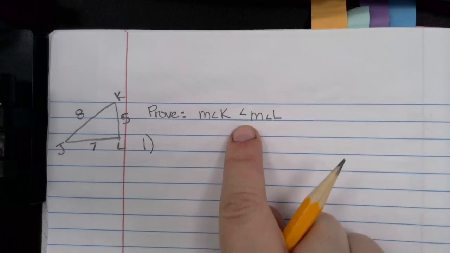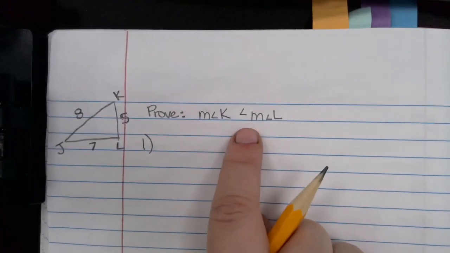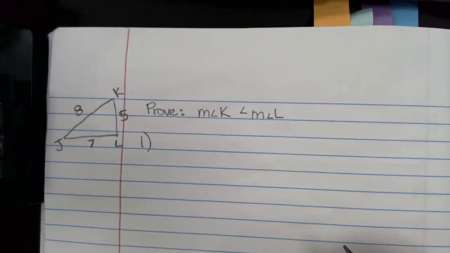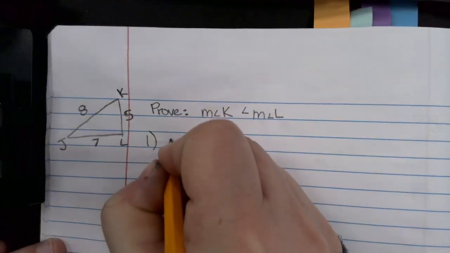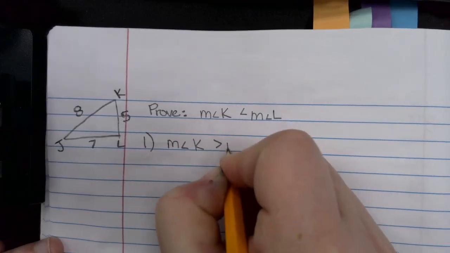So what other options are there for two numbers other than for one number to be less than the other? Greater than, so measure of angle K is greater than the measure of angle L.